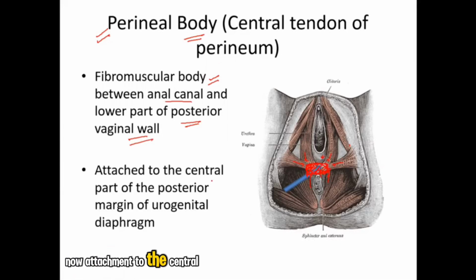Now, attachment to the central part of the posterior margin of the urogenital diaphragm. So a certain part of the urogenital diaphragm also sometimes comes up to this. Certain people also have the opinion that the sphincter urogenital diaphragm also contributes to its formation, but clear-cut, a few books don't mention it. So in one go, we can say that it is situated at the boundary line. Okay, so behind this is the anal triangle and anterior is the urogenital triangle.